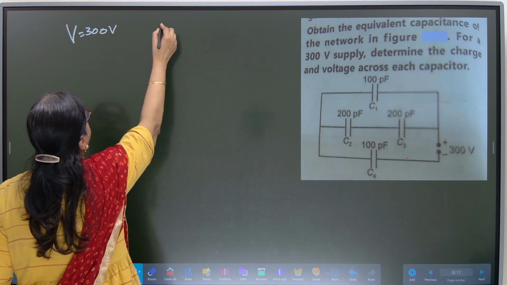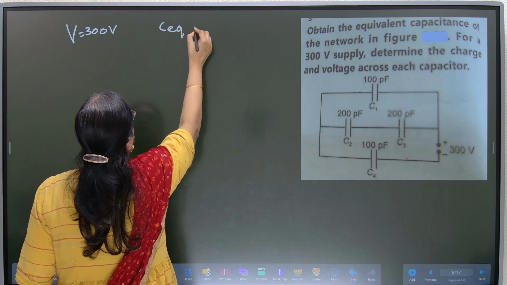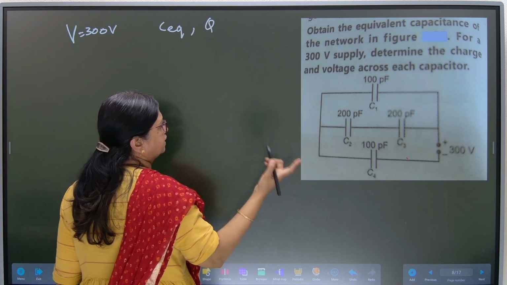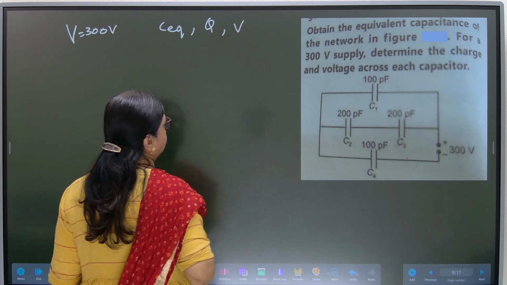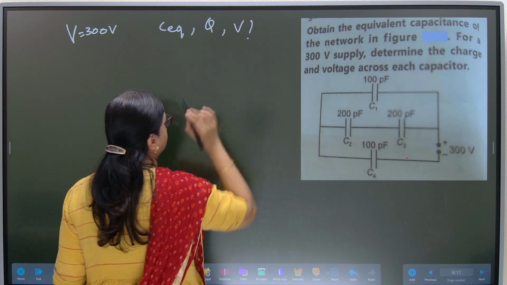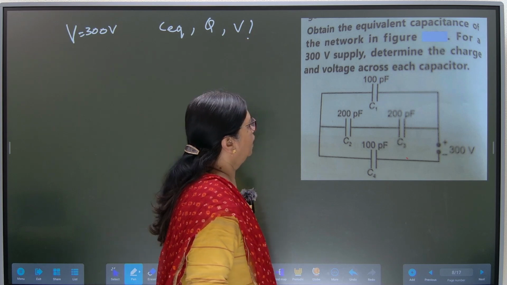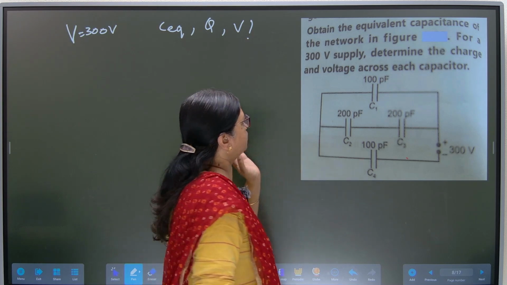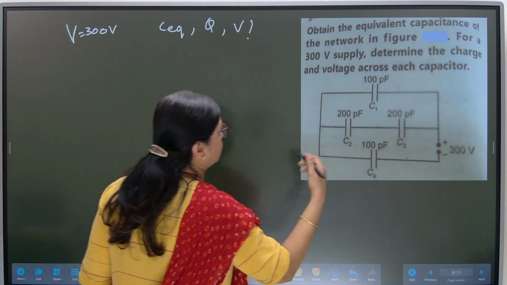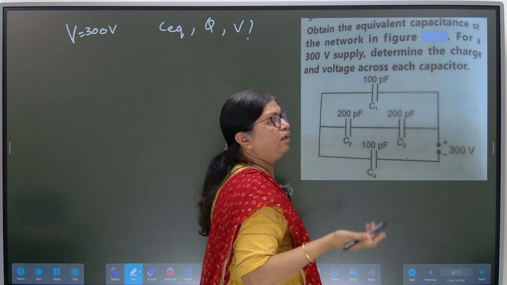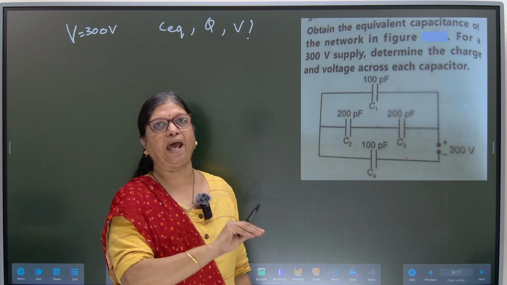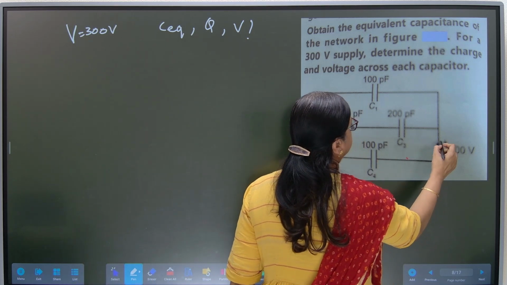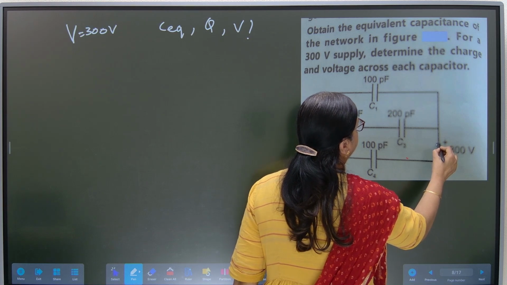charge first. Then the charge on each capacitor, that is the next part of the question. The voltage on each capacitor, that is another part of the question. This is the query. Now, using our method, let us find out the equivalent capacitance. First, let us identify which are the capacitors in parallel and in series. So again, as usual, let us start from here.